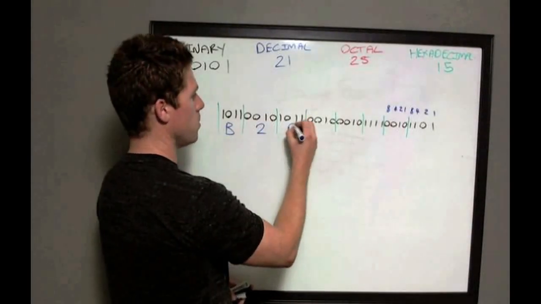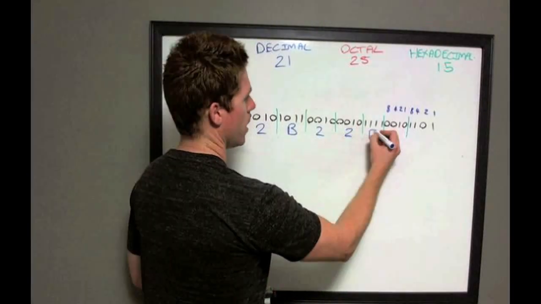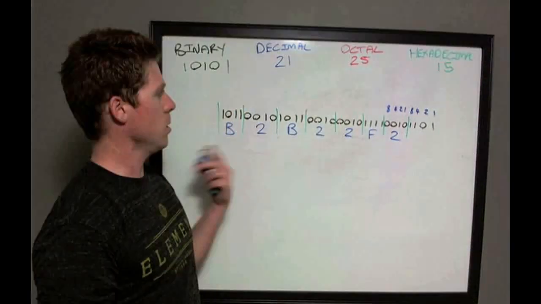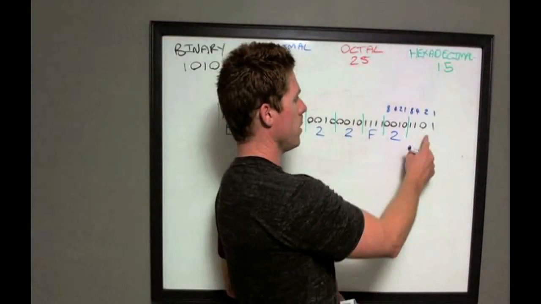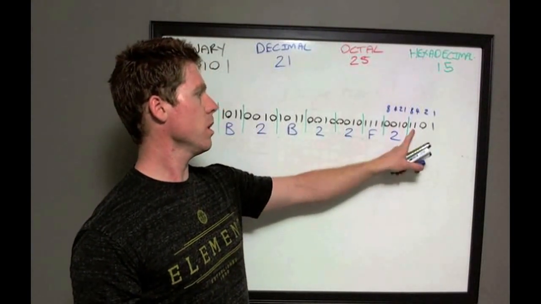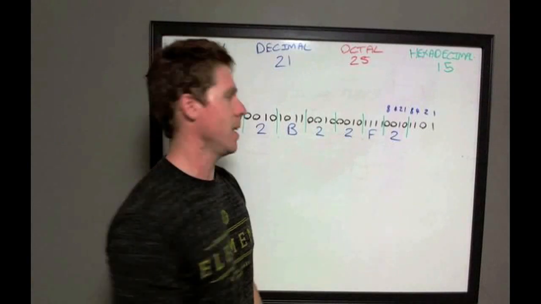This one is just 2. This one again is B. This one is 2. This is 2. That is F. This one is 2. I didn't realize there'd be so many 2s. And this last one is going to be D. So 8 plus 4 gives us C: 8, 9, A, B, C, plus another 1 puts us at D.